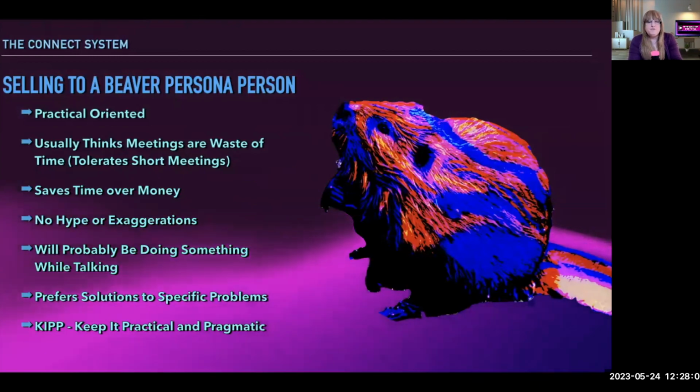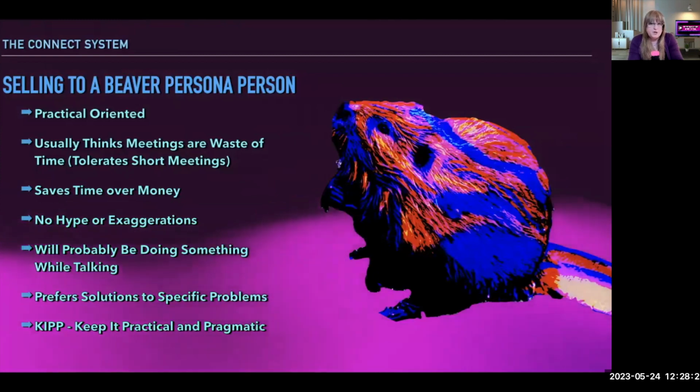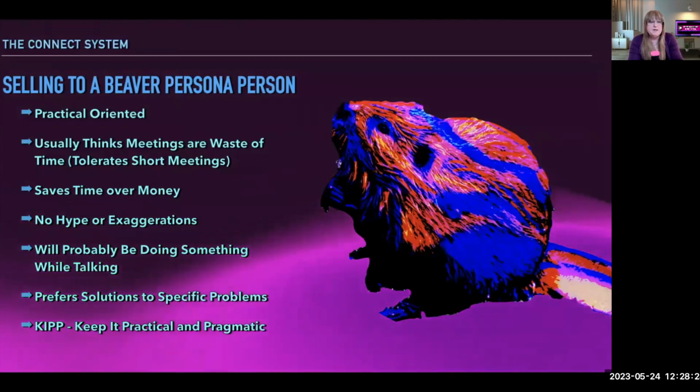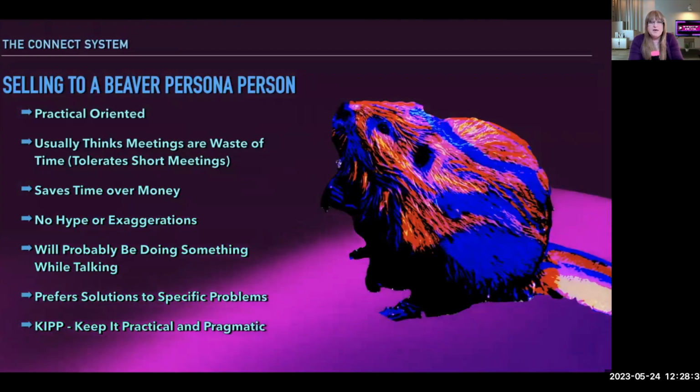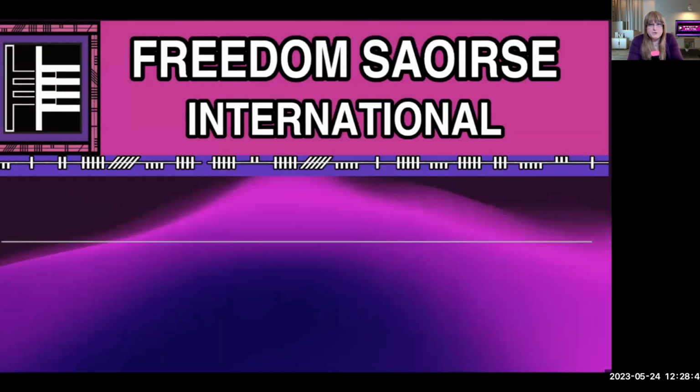Now, remember, they prefer solutions to specific practical problems. So those are the kind of things you want to be presenting. If you have something that's long-term ROI, that's not really practical, it's intangible, you need to make it tangible for these people so they can relate to it. So instead of keep it simple, silly, it's keep it practical and pragmatic. That's an easy way to remember. KIPP, keep it practical and pragmatic. And there you go, that's just an overview of the Beaver persona today.